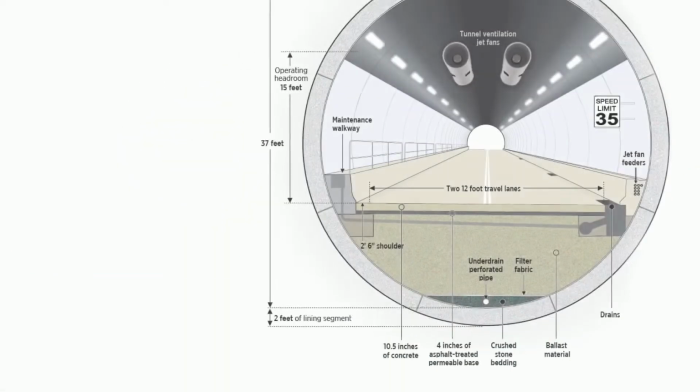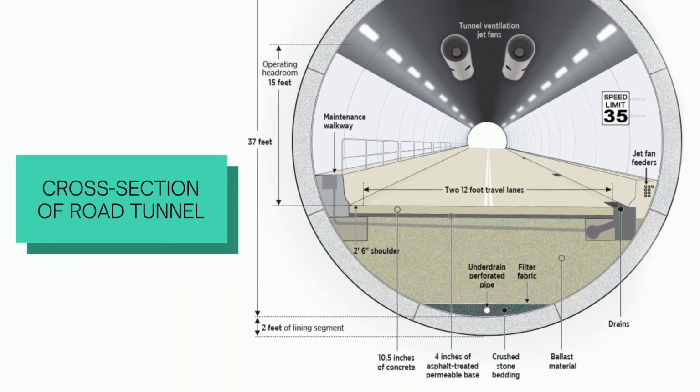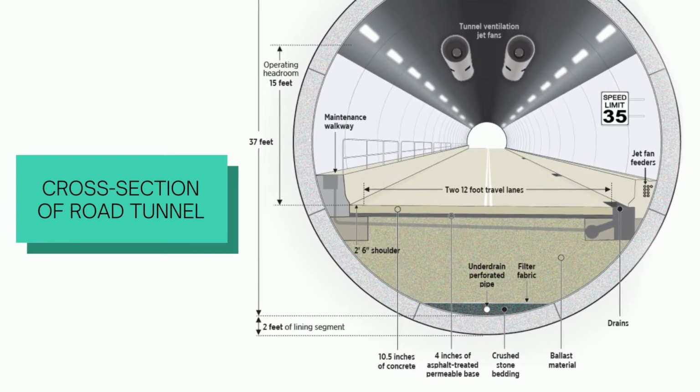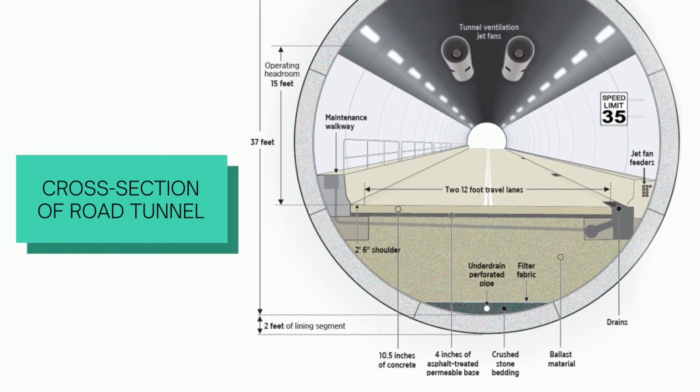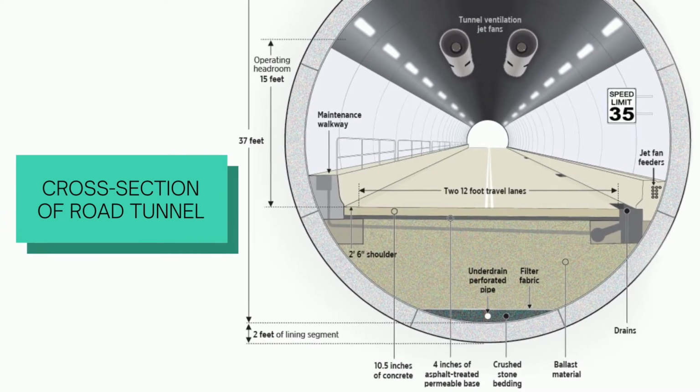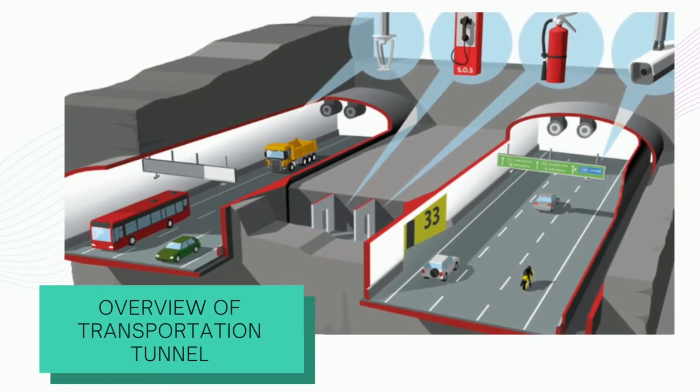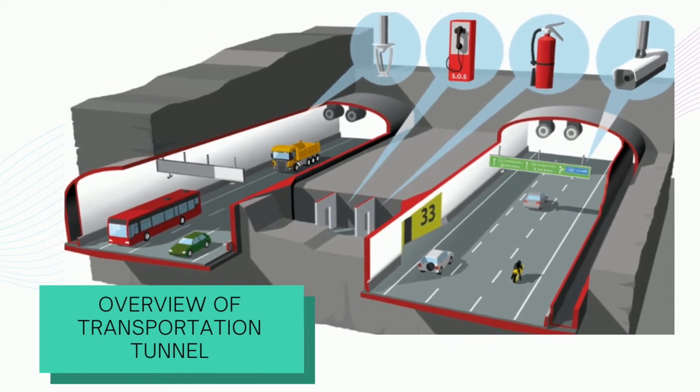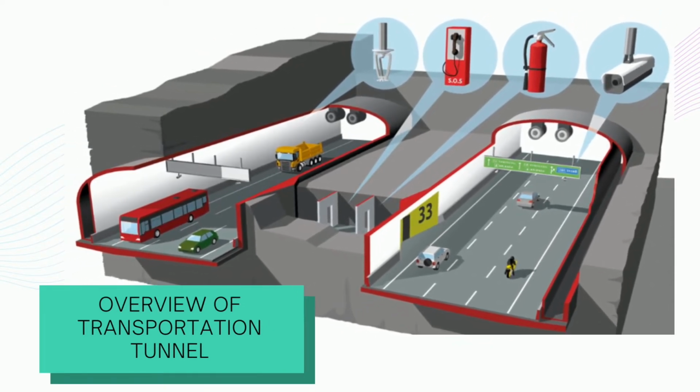So, next, this is an example of cross-section of a tunnel road. We can see few elements like tunnel lining, the travel lanes, the drains, tunnel ventilation fans at the ceiling, and many more. Next, this is just an overview on what the road tunnel is supposed to look like.